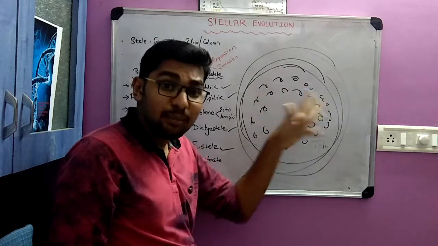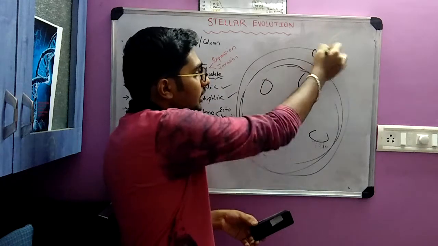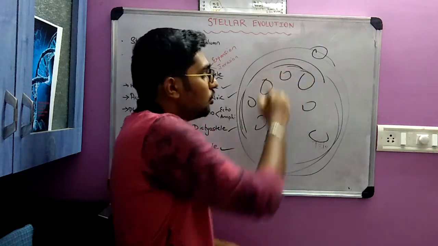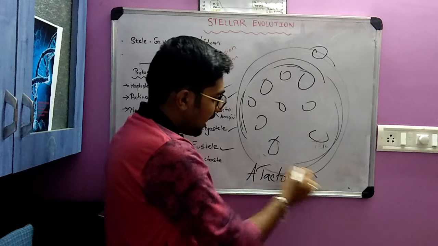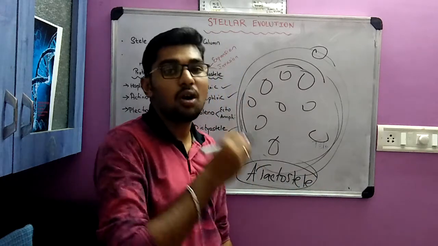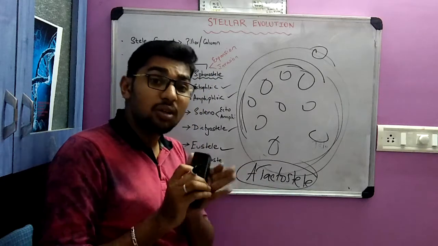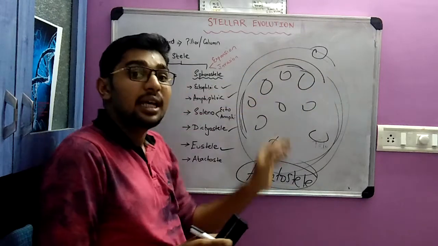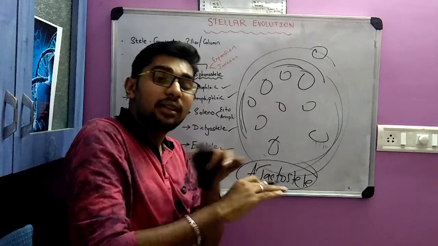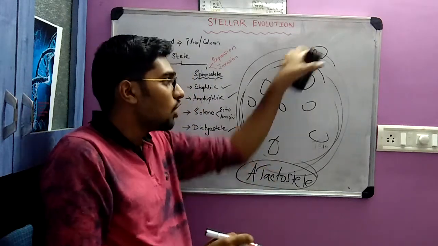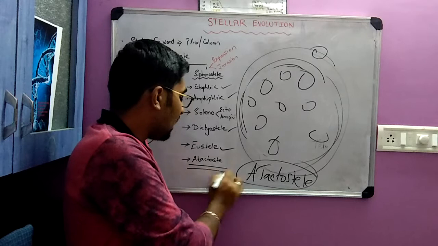If they are not arranged, but randomly scattered here and there in the ground tissue, then we call them atactostele. This is seen in your monocotyledons. When you take a monocot section, the vascular bundles are scattered in the ground tissue. There is no differentiation of cortex and pith region. The same condition is seen over here. The steles are scattered in the ground tissue and there is no distinction between cortex and pith. And such type of scattered stele condition is called atactostele.